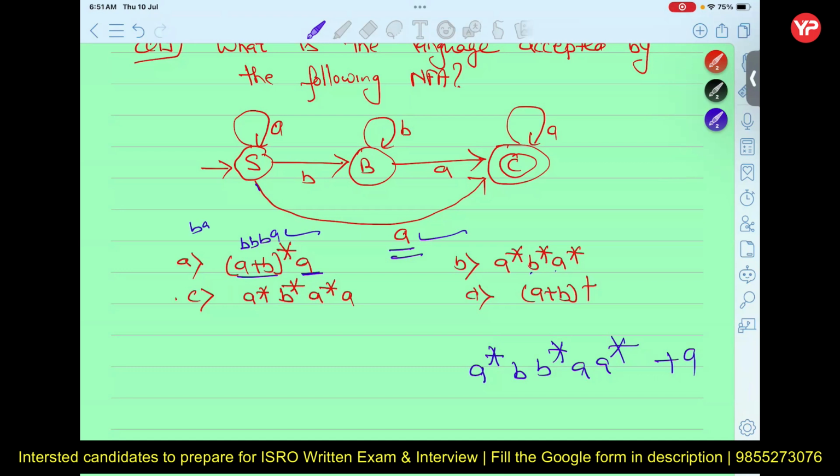But can you generate B A B A B A A? So B A. What about next? No. In the second option, A star B star A star, that means epsilon is going to be accepted, but in my case it's not. That is false. It says that only B is also accepted. This is false. So the correct answer is C, because C gives you the correct option.